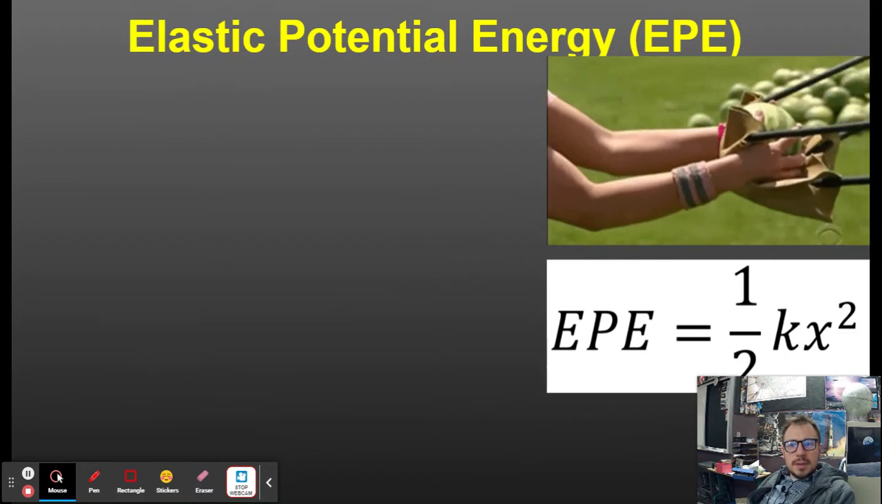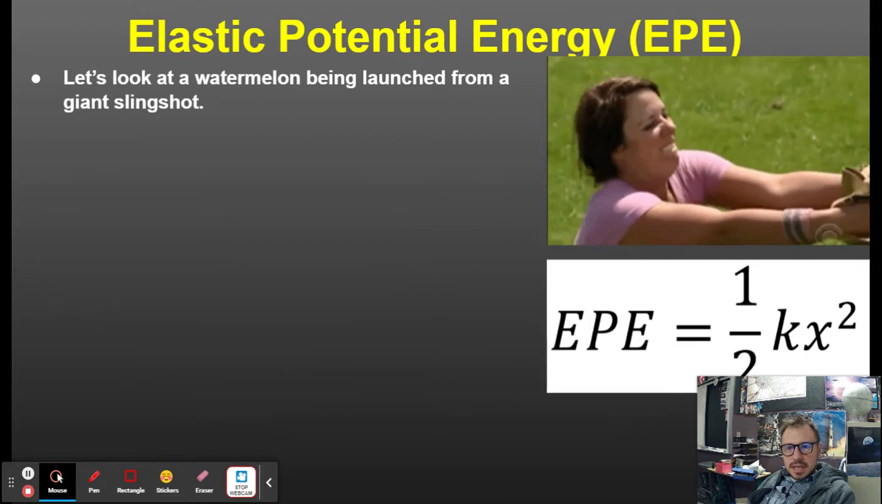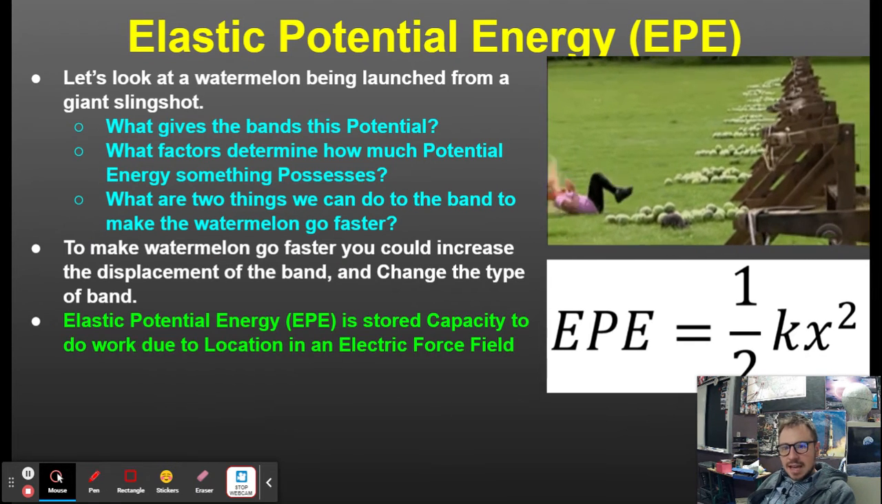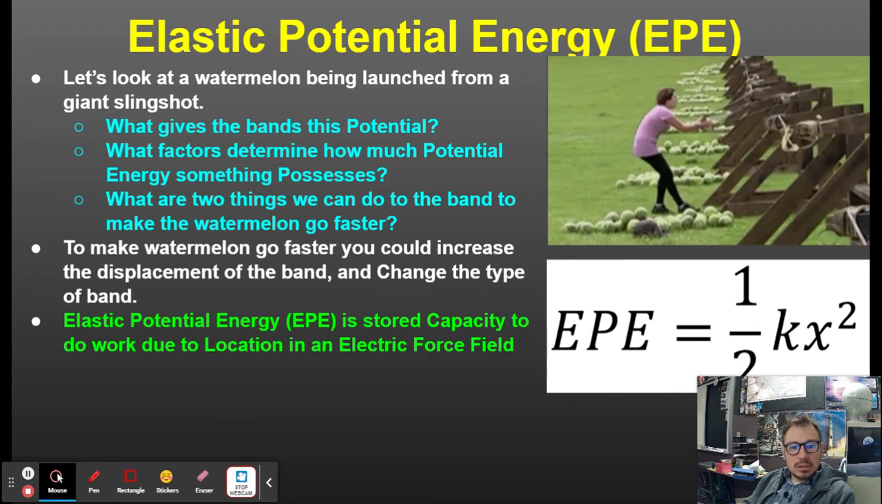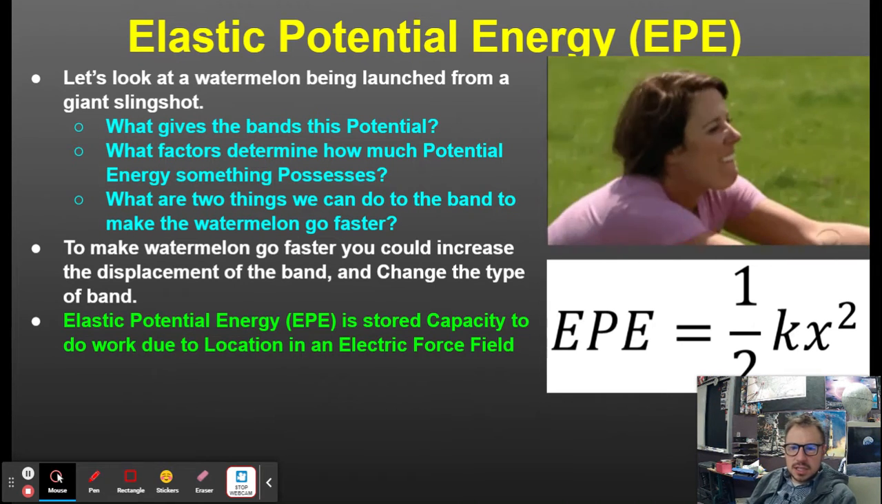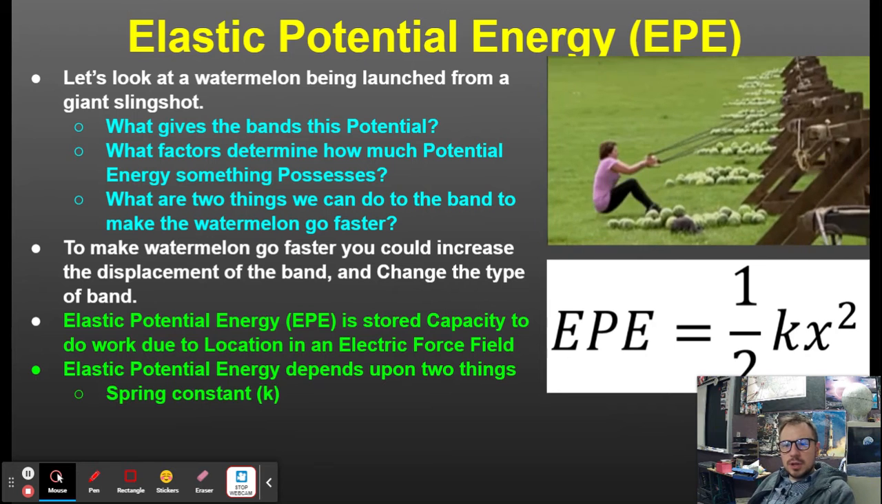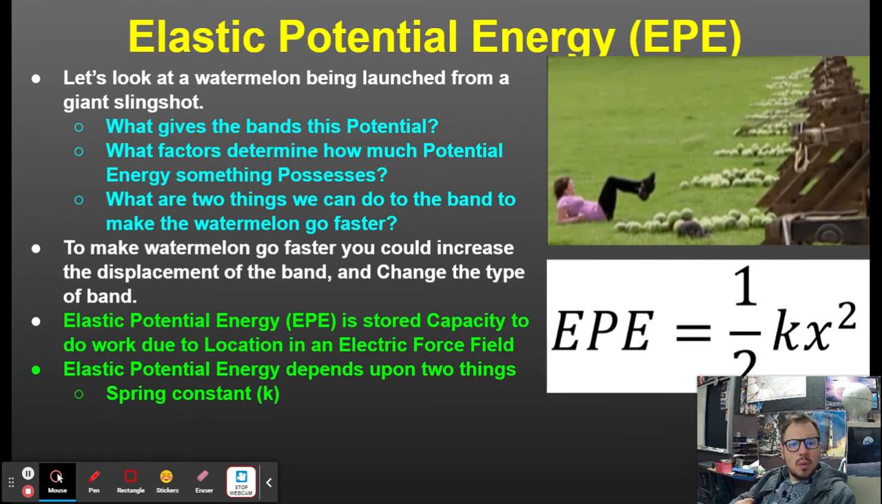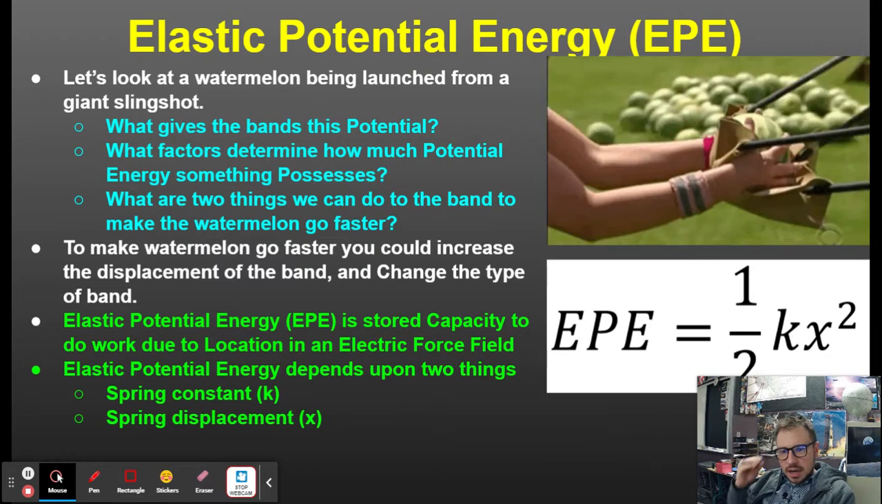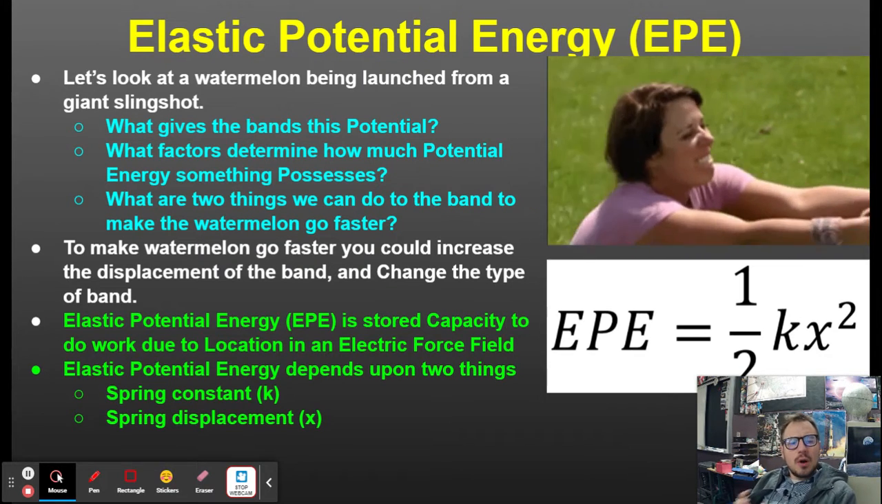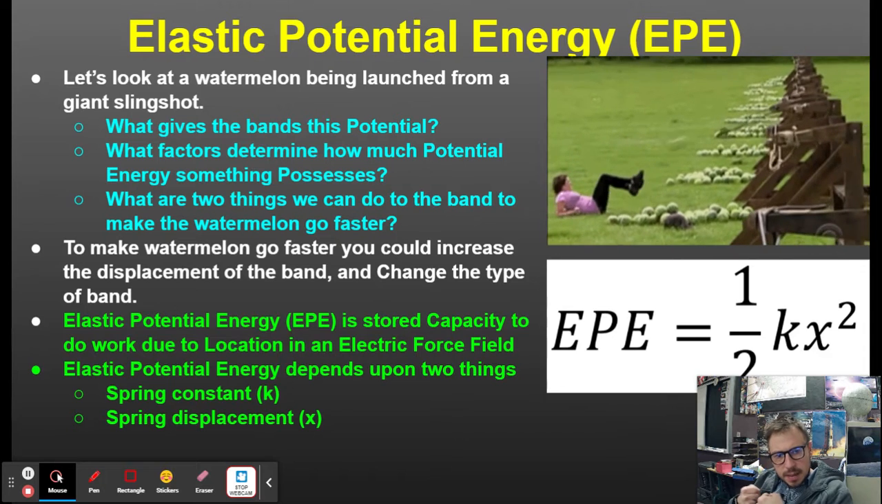So there's another form of potential energy, and it's called elastic potential energy. Now, elastic potential energy is the stored capacity to do work due to a location in an electric force field. So it's like stretching the bonds in those atoms. Now, it depends upon two things: the spring constant, so what material is that band made out of, what we're stretching made out of, and the displacement. Well, how far was that band stretched?